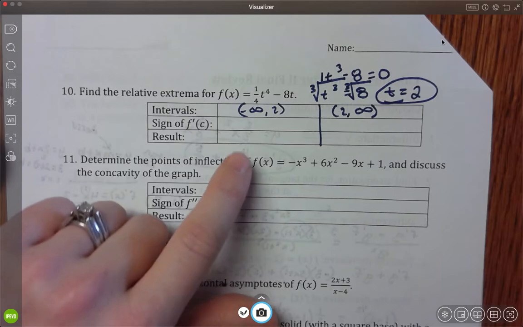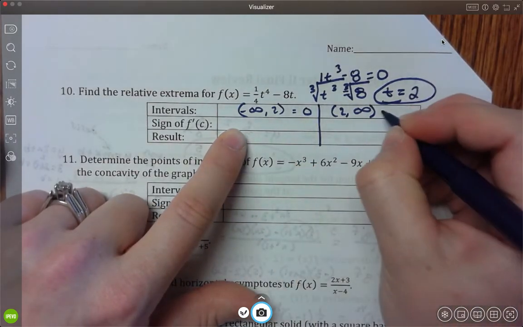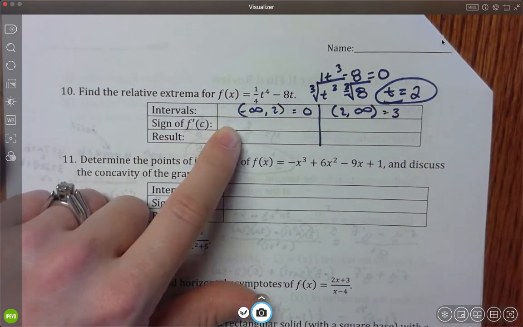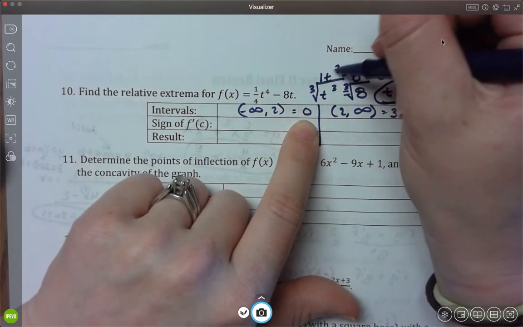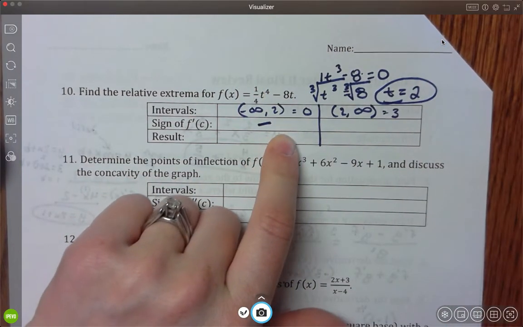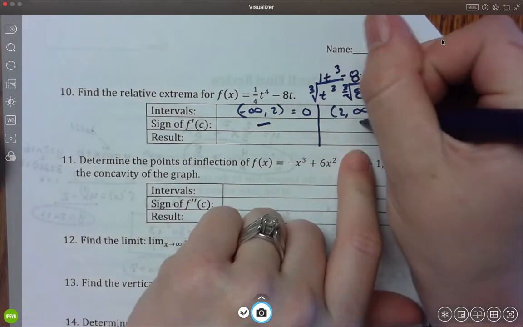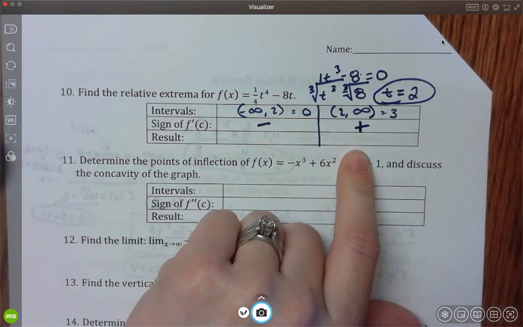Let's do 0 in this case, and let's do 3 in this case. If I plug 0 in, 0 cubed minus 8 is going to be negative 8, or just a negative number. 3 cubed is going to be 27 minus 8. That's a positive number, like 19 or something like that.